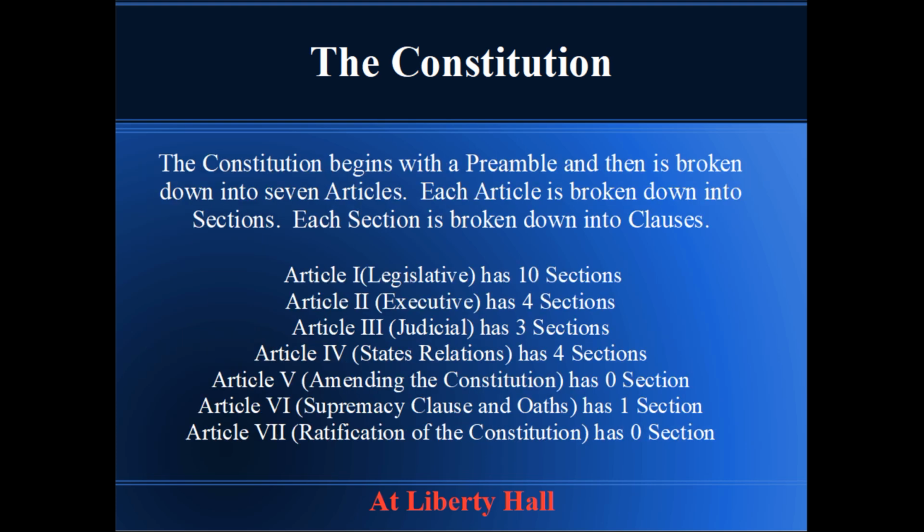The Constitution begins with a preamble and then is broken down into 7 articles. Each article is broken down into sections. Each section is broken down into clauses. Article 1, Legislative, has 10 sections. Article 2, Executive, has 4 sections. Article 3, Judicial, has 3 sections. Article 4, States Relations, has 4 sections. Article 5, Amending the Constitution, has 0 sections. Article 6, Supremacy Clause and Oaths, has 1 section. Article 7, Ratification of the Constitution, has 0 sections.